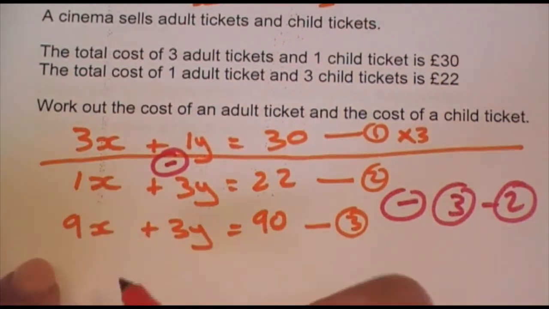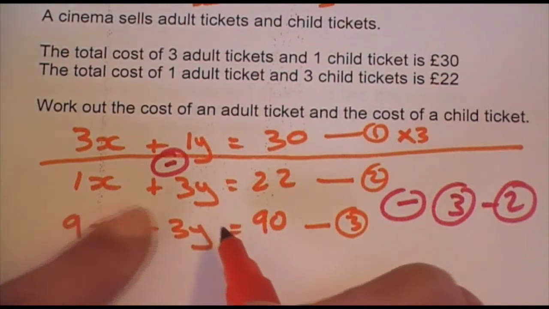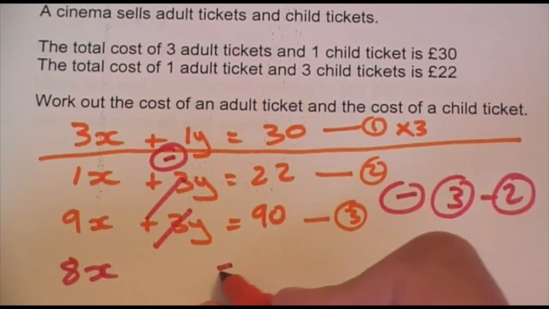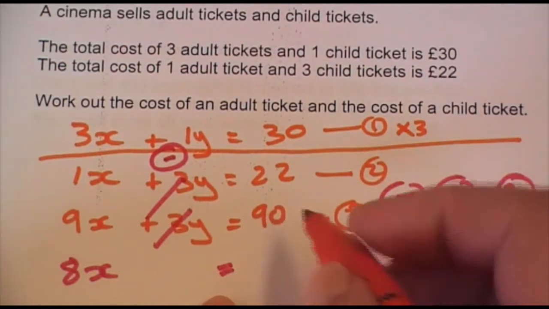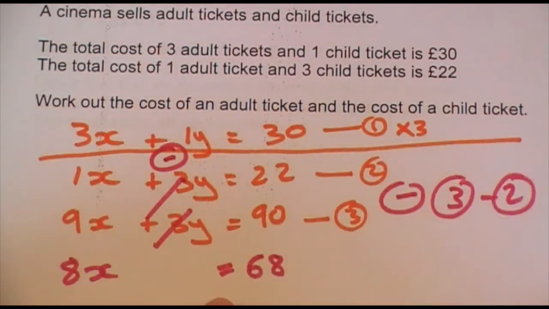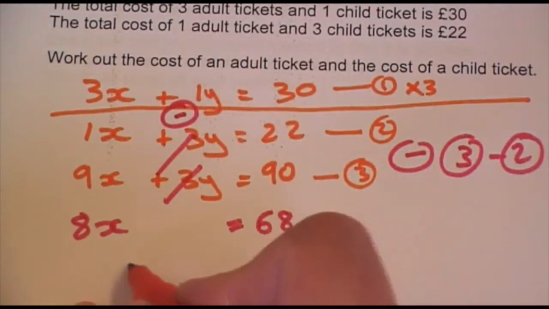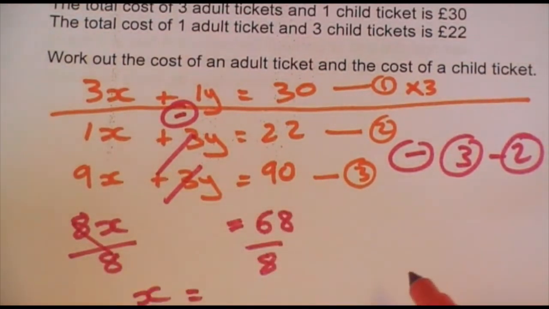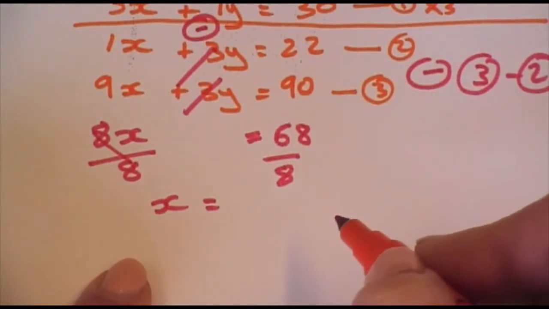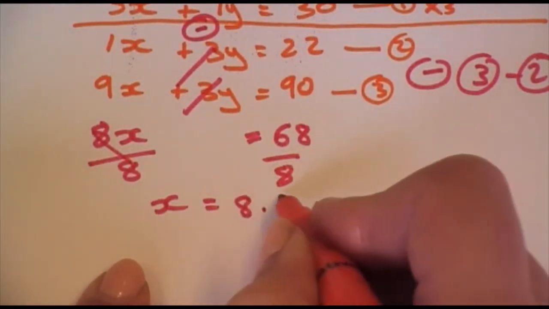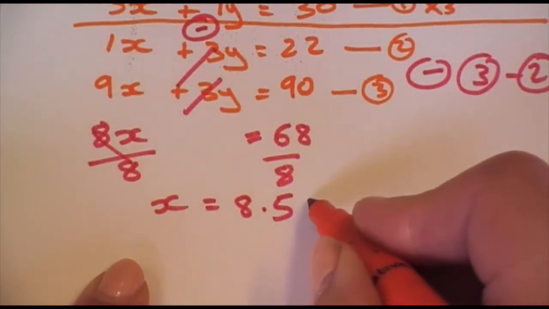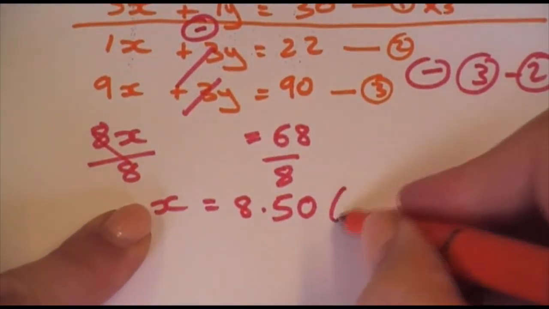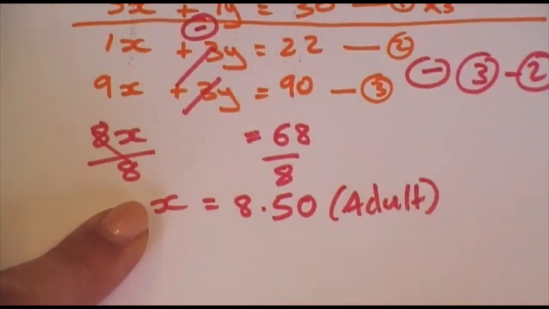So 9x, take away 1x, leaves me with 8x. 3y, take away 3y, leaves me with no y's. And then 90, take away 22 is going to leave me with 68. So here I end up with 8x equals 68. I want to get x on its own, so I eliminate by dividing by 8 on both sides. So that then tells me that x is equal to 8.5, or because we're dealing with money, it's £8.50. So now I found the price of x, which remember was an adult ticket.